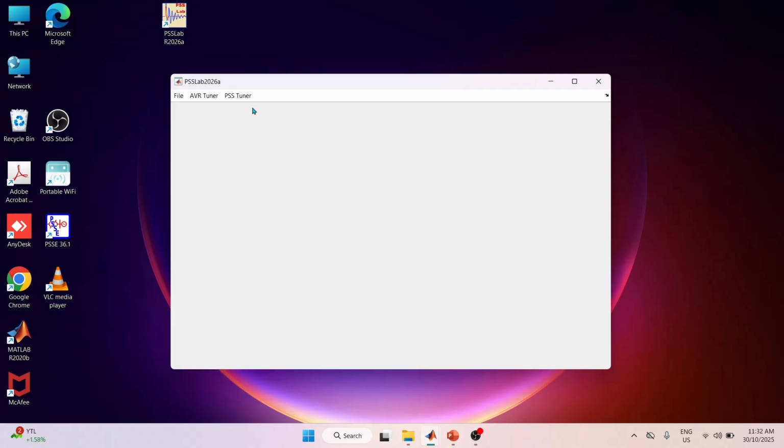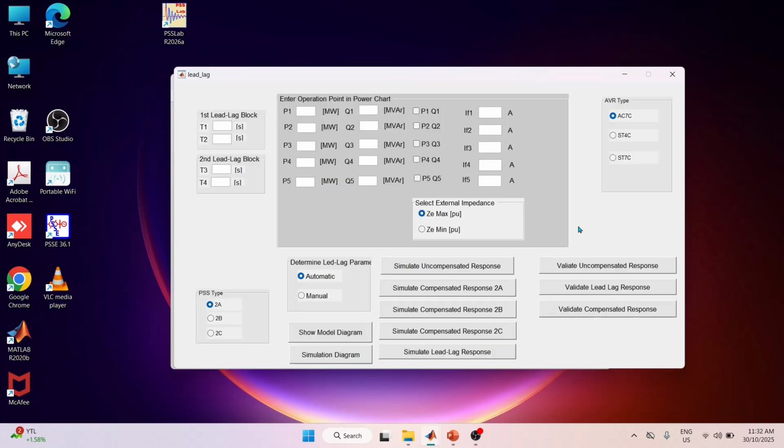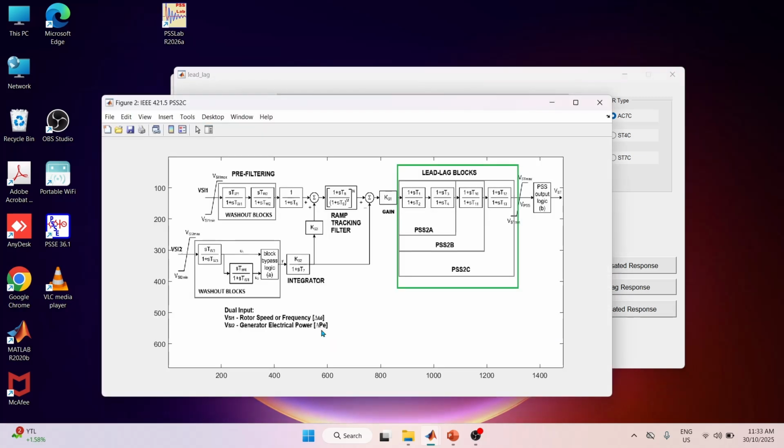The next step is to tune the PSS compensation. Again, from the PSS tuner, I select the phase compensation. The form for tuning of the phase compensation appears on the screen. We open the model diagram to explain which blocks are pertinent to the phase compensation. Here inside of the green frame, we can notice there are 4 lead lag blocks.